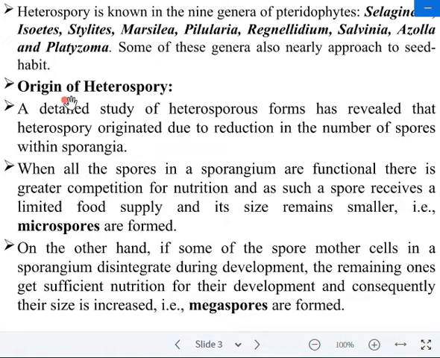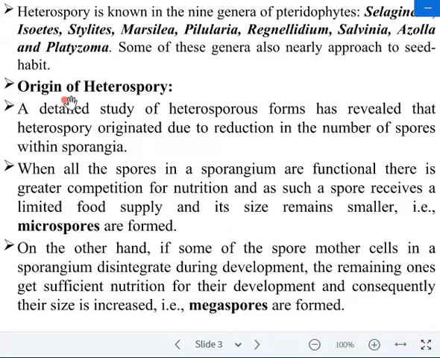On the basis of the origin of heterospory, from time to time many discoveries and many studies have been done on how the heterospory tendency developed in plants.